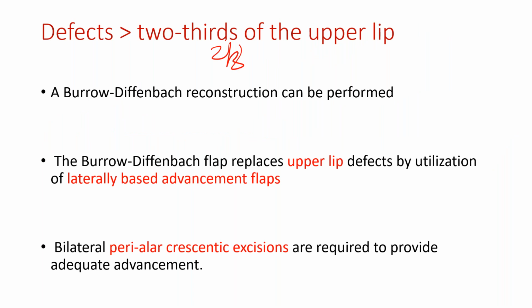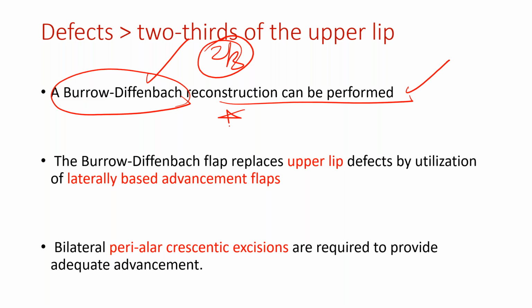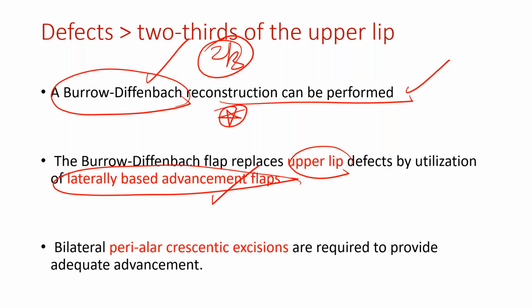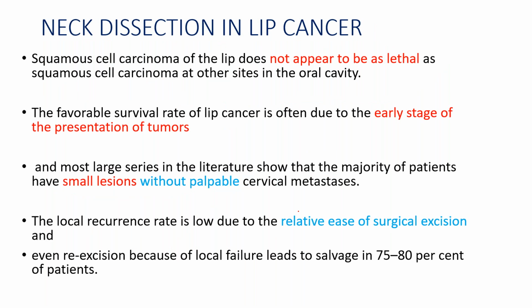More than 2/3, what do we do? Burrow defect batch reconstruction can be performed. It is a laterally based advancement flap, and you can also go for perialar crescentic excisions to provide the adequate advancement. So these are all the things.